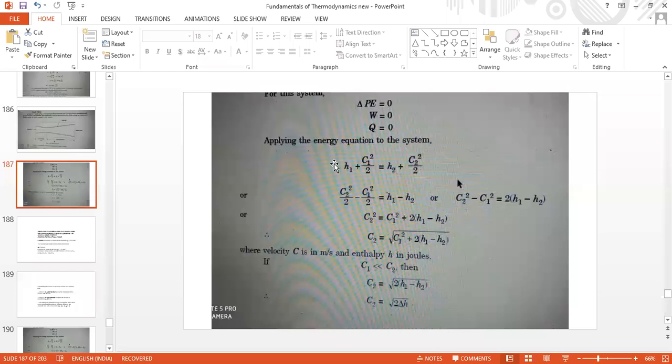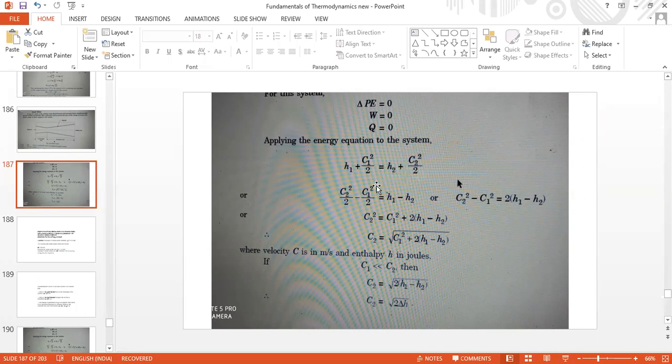For example, steam enters a nozzle at so and so pressure and at so and so velocity. It may be given, and some other properties may be given. And of course, we will see the problem in the very next topic.